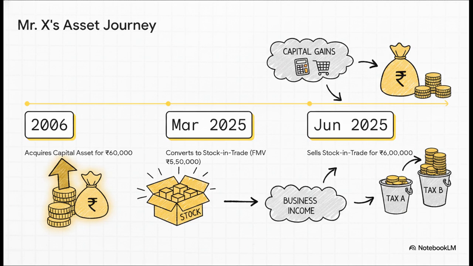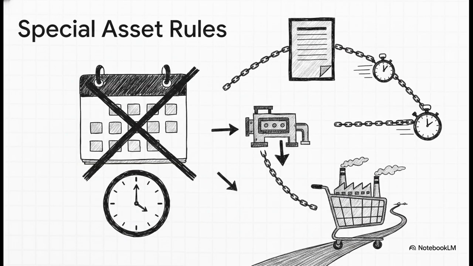Here, the law steps in firmly. Because it was a true capital asset, the conversion itself is treated as a transfer. The government basically treats that 5,50,000 rupee fair market value as his sale price for capital gains purposes. Furthermore, the difference between the 5.5 lakh conversion value and the final 6 lakh sale price is taxed separately as business income. So both the capital gains and the business income become taxable in the year the stock is ultimately sold.